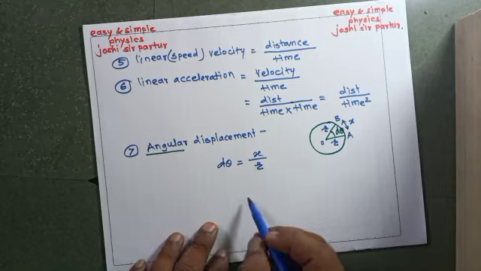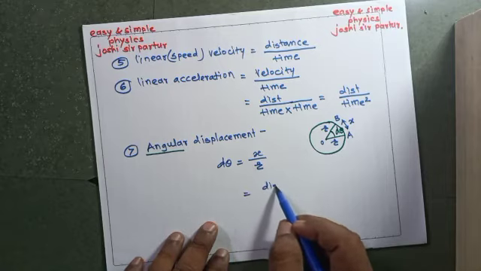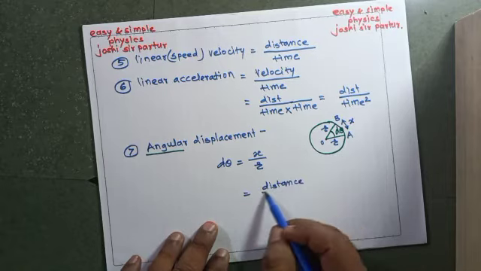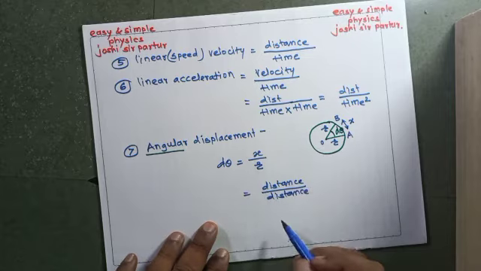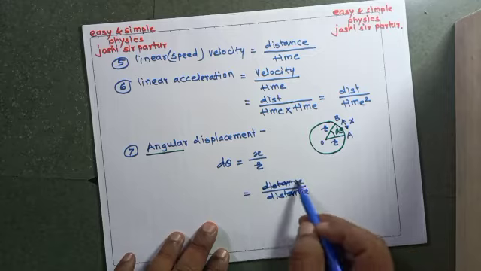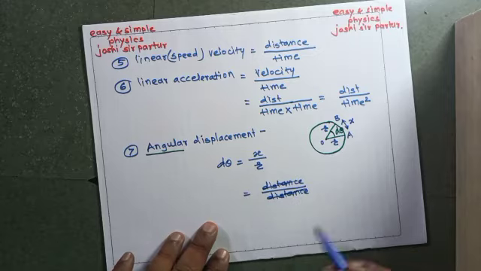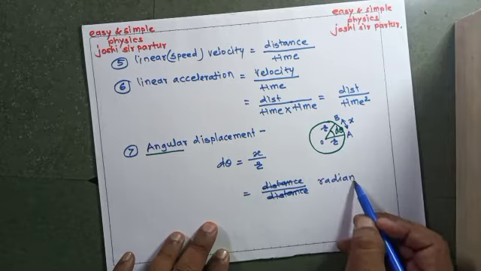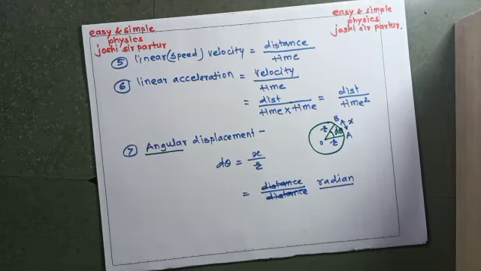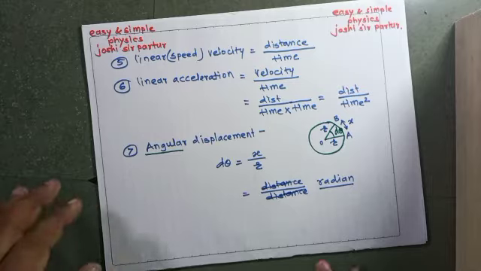Here we can say it is distance upon distance, because x is linear displacement and r is the radius, so they cancel. But angle is measured in radian. This angle represents radian. Actually it is a pure number.